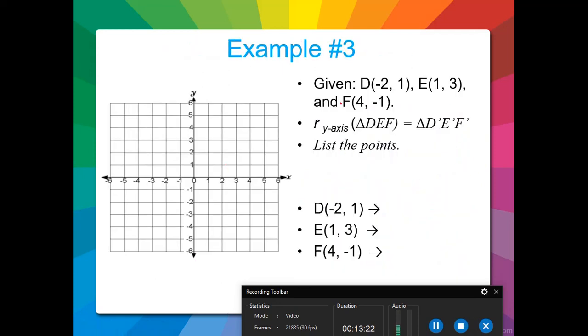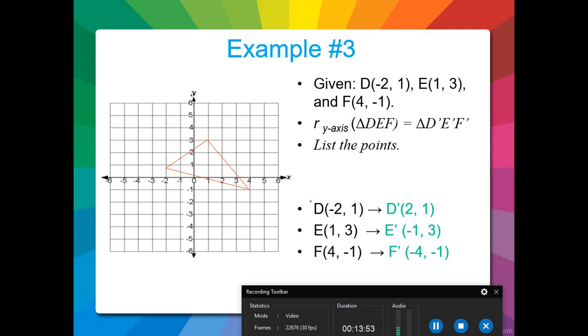Let's try example number 3. We're going to plot triangle DEF. And there it is. We are going to reflect in the y-axis, so we want to go over this line of symmetry. So again, the figure is lying across. If we apply the rule to our ordered pairs down below, x will change, y will stay the same. We're going to do that with D, E, and F.